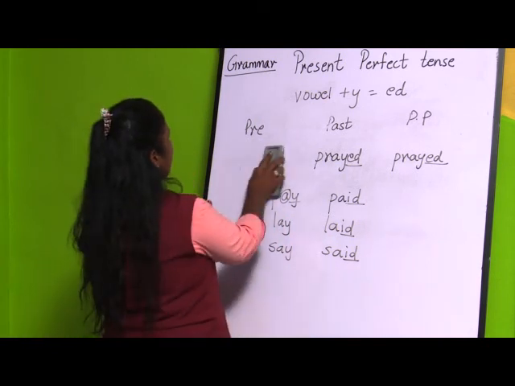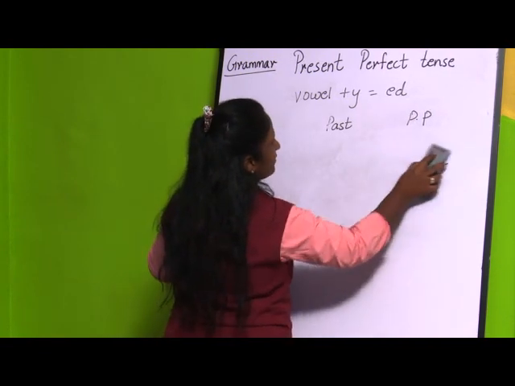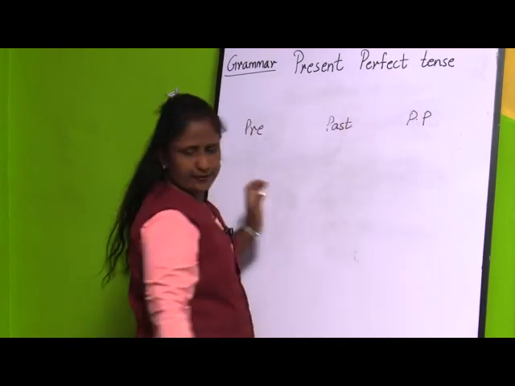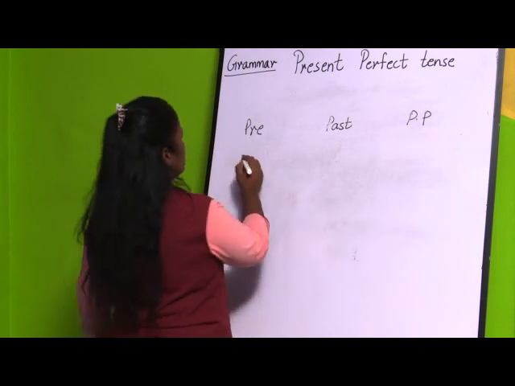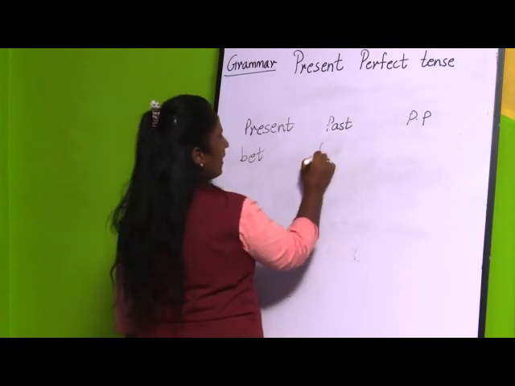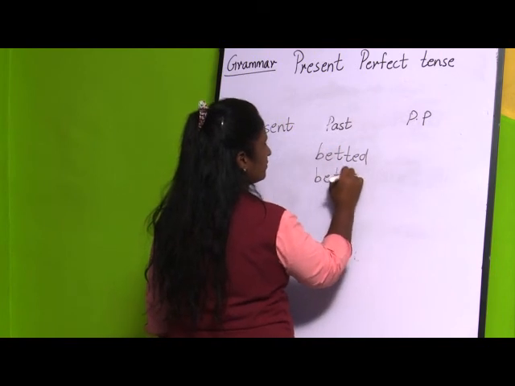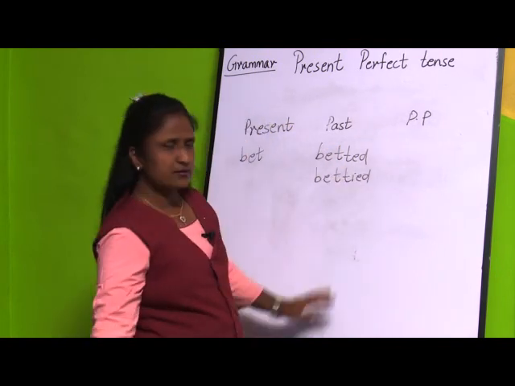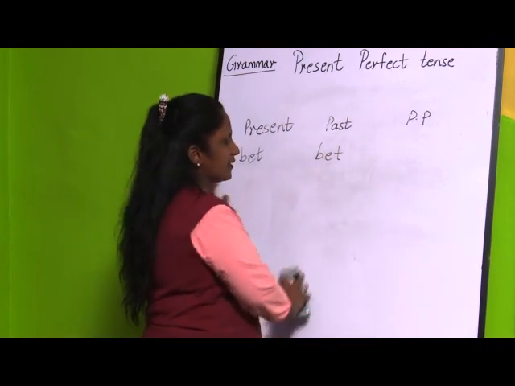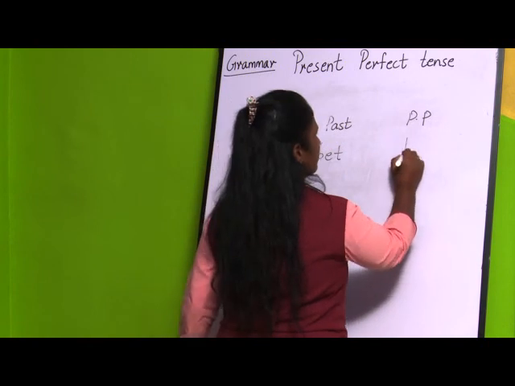For example, if you take the word bet, B-E-T, bet, this word does not change. See, bet, this is in the present tense. You are not going to add betted or anything like that, okay. The word will be as it is; words like this don't change their form. They will be the same in the past tense and for the past participle also.